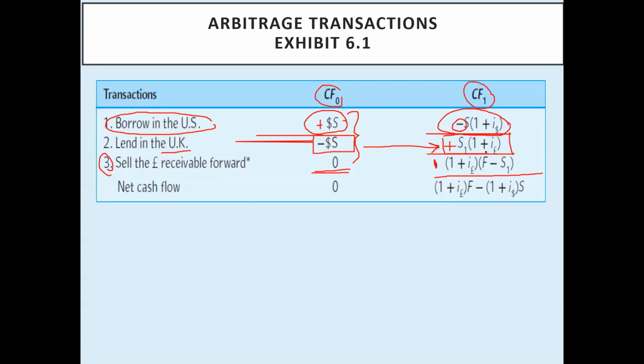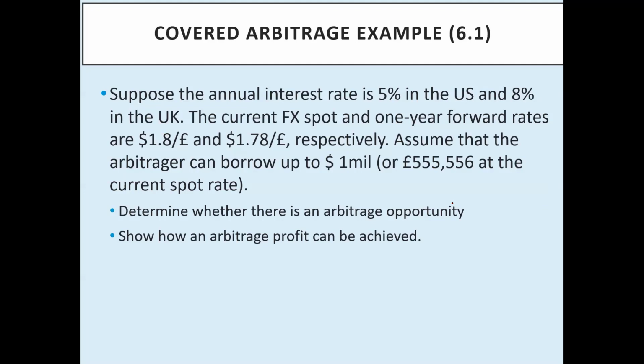At time 1, this is when the contract matures. This will be my payoff, okay? So if I add up all these numbers, I will get this payoff, okay? So you don't need to memorize these slides at all. What I need you to do is understand how to conduct this arbitrage problem, okay? So let's go through a numerical example to see if we understand what we are doing here, okay?